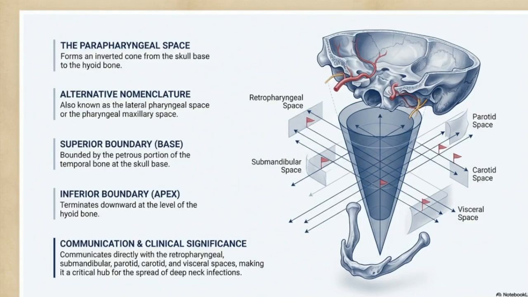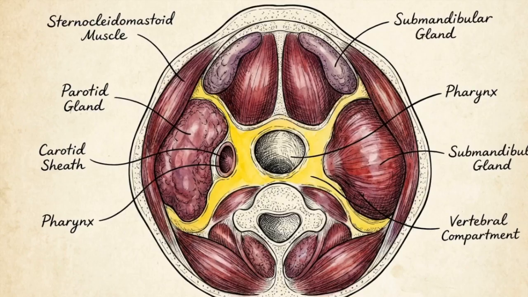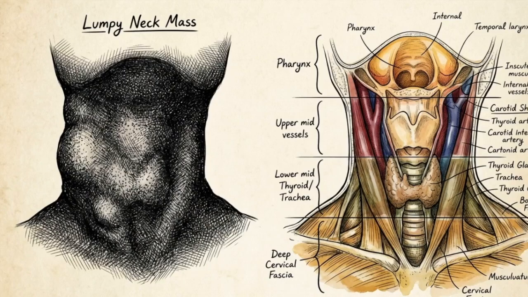This anatomical diagram shows the inverted cone of the parapharyngeal space and the red flags marking its direct communication with the adjacent parotid, carotid, submandibular, and retropharyngeal spaces. Because it acts as a central anatomical crossroads, infections or tumors easily spill into it from surrounding areas. When you find a mass here, your immediate clinical task is determining which compartment it came from.